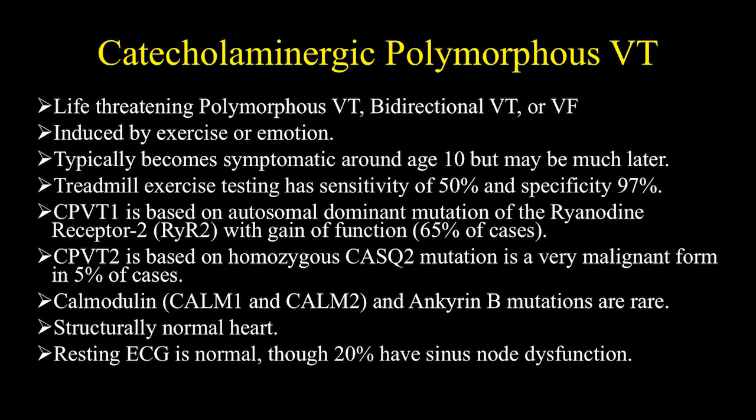Now, this is a syndrome that has life-threatening polymorphous VT, bidirectional VT, or VF. It's usually induced by exercise and emotion. It comes in two variants. One is CPVT1, which is autosomal dominant, which is most of these patients. It's due to mutation in the ryanodine receptor. CPVT2 is an extremely malignant form. This is homozygous, and it's due to calsequestrin mutations. About 70% of these patients will actually have an identifiable mutation.